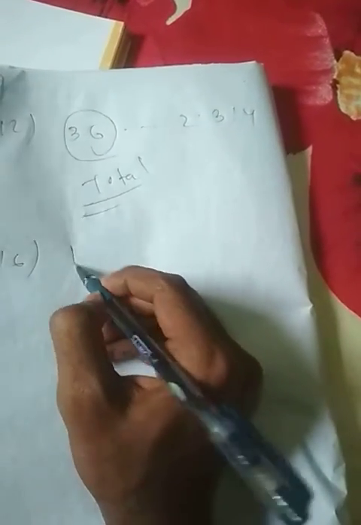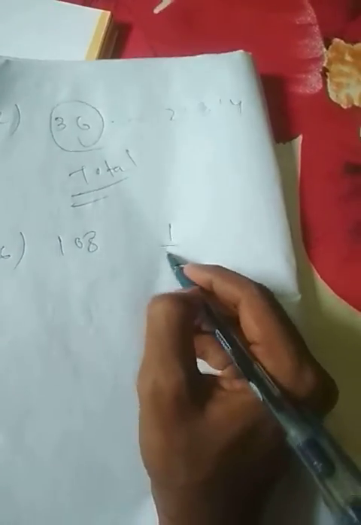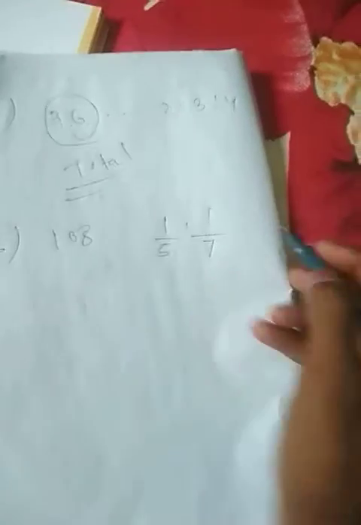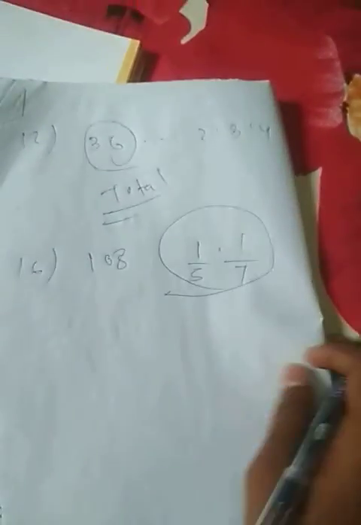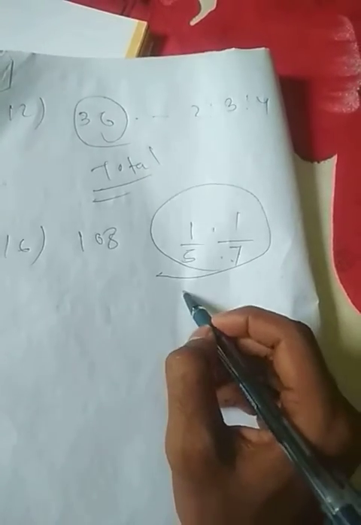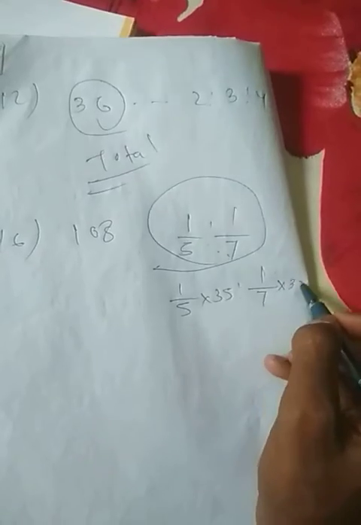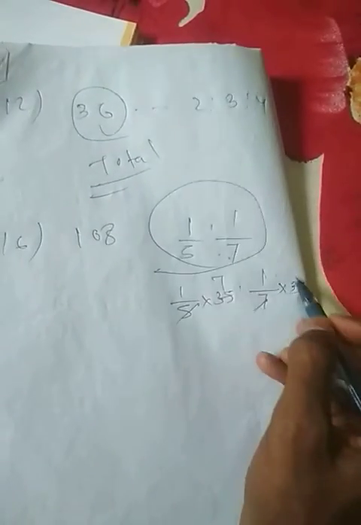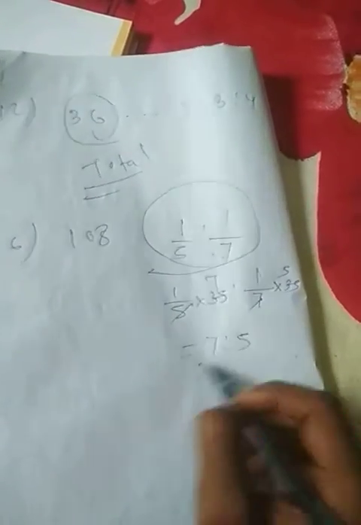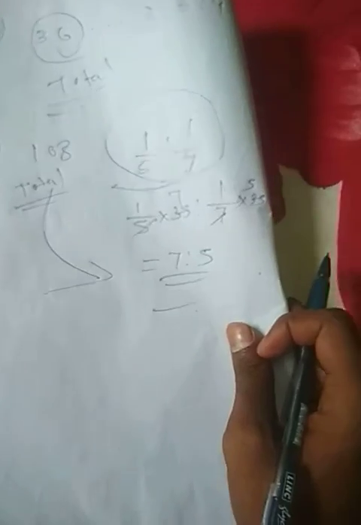Here is one more math, number 16: divide 108 bottles in the ratio of 1 by 5 is to 1 by 7. First you have to simplify that. For that you have to find the LCM of 7 and 5, which is 35, so I have to multiply both terms by 35. So I got 7 is to 5. Now you can easily find it, because this is the total and this is the ratio you got. Now you can easily divide that.